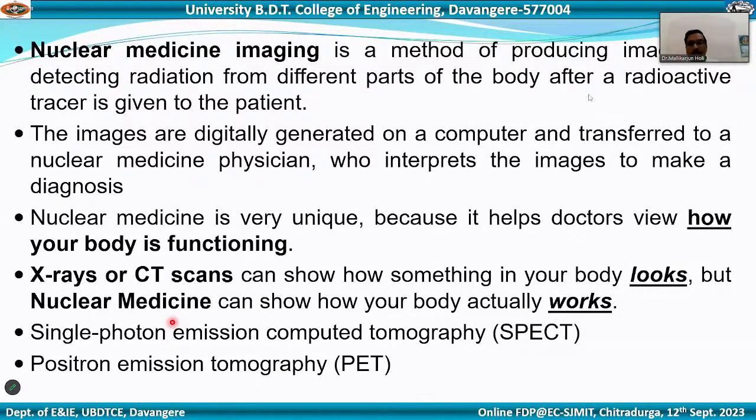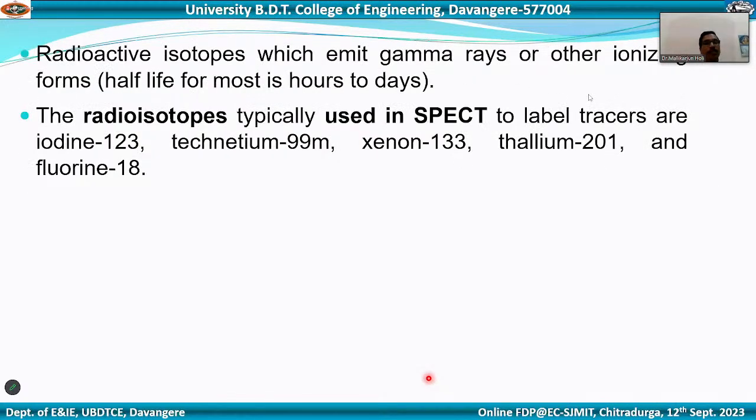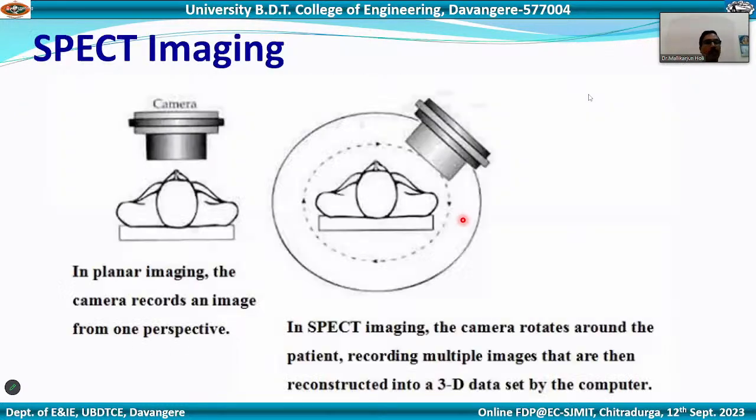There are two modalities. One is called SPECT, single photon emission computed tomography. Another is called positron emission tomography. These are the widely used technologies. Generally, in SPECT we use radioisotopes such as iodine-131, technetium-99m, and xenon-133. These are all tracers, radioisotopes that are going to be used in SPECT. So we inject them. This is SPECT imaging.